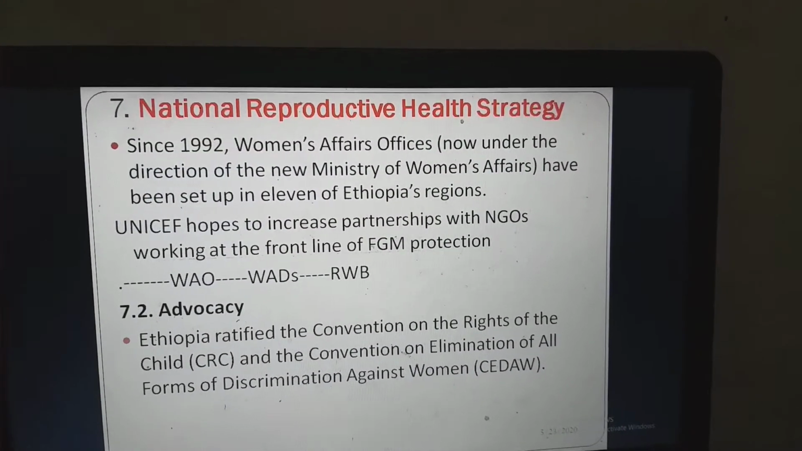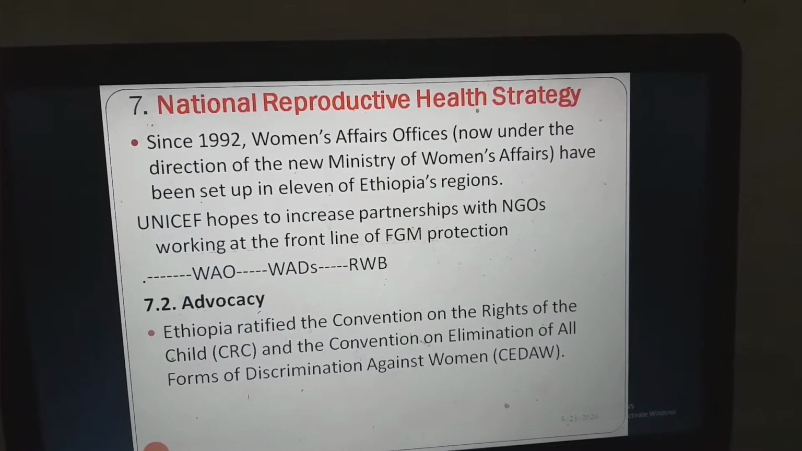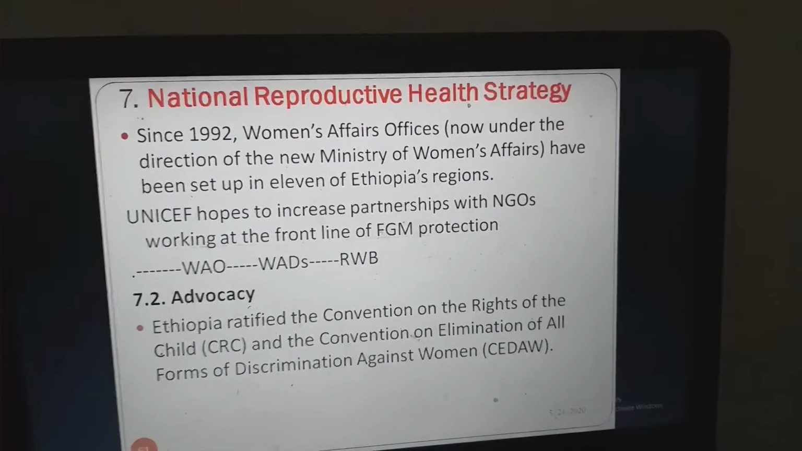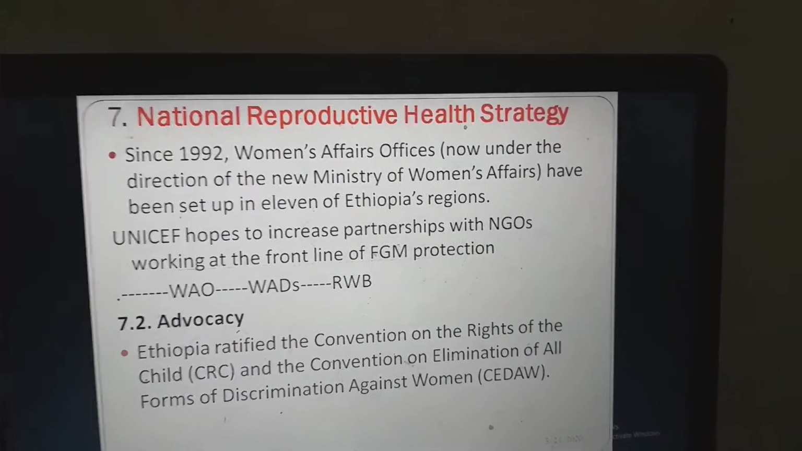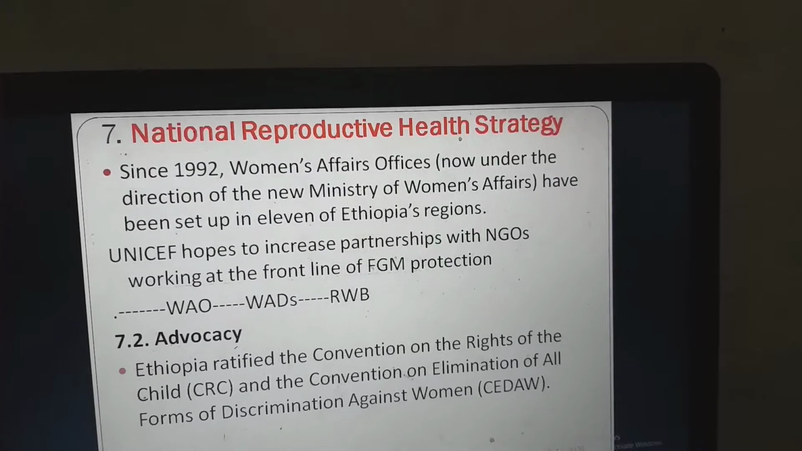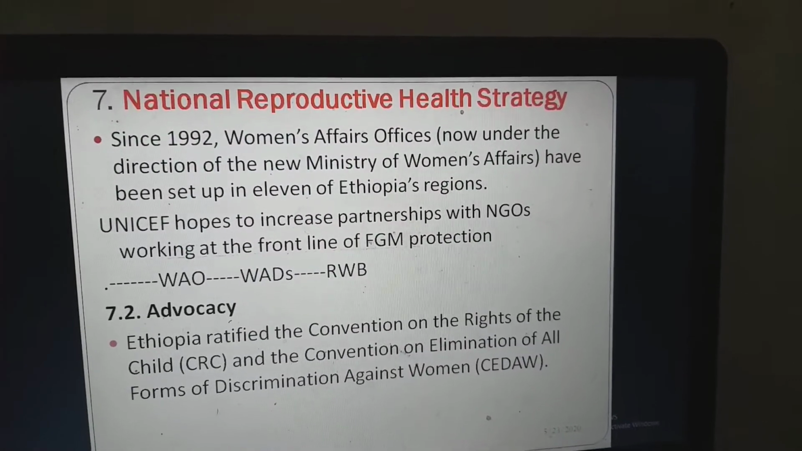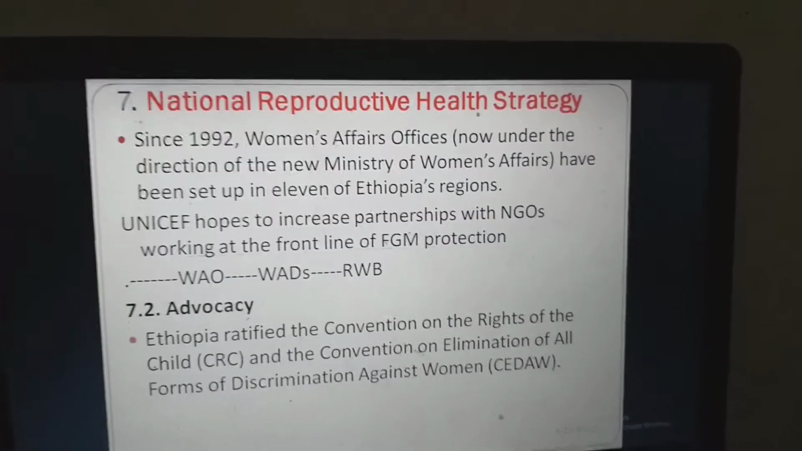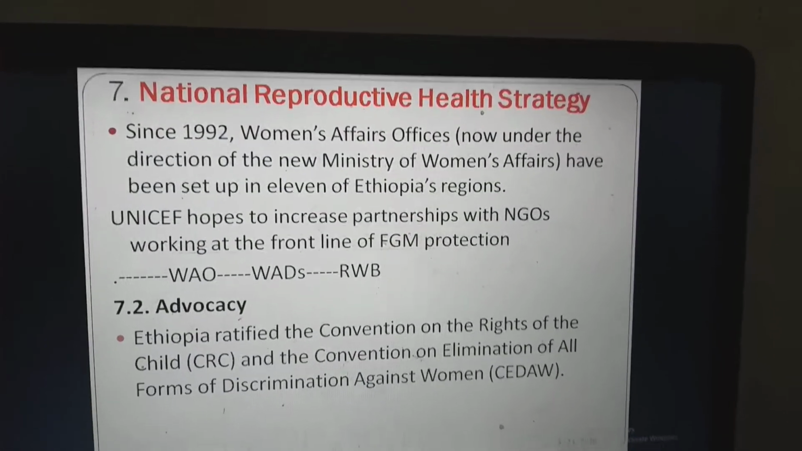So UNICEF hopes to increase partnership with NGOs working on the front line of FGM protection, like WAO, WARS, and RWY. Why I'm mentioning this, especially why I'm taking the example of Ethiopia, is that when you need to develop a national reproductive health strategy in your country, you should set up such a ministry and you should contact such organizations, NGOs, then you can protect against what we call FGM. Unless you do, you cannot stop the ongoing practice of FGM. So NGOs have a special role here.